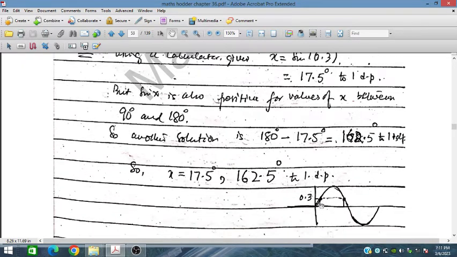So here this value gives 0.3, this gives 17.5, and at the same time this is again 0.3 at 162.5. So from here this is 180 degree minus 17.5 degree at this point. So this value is obtained.